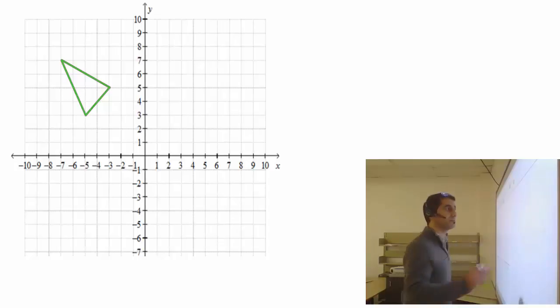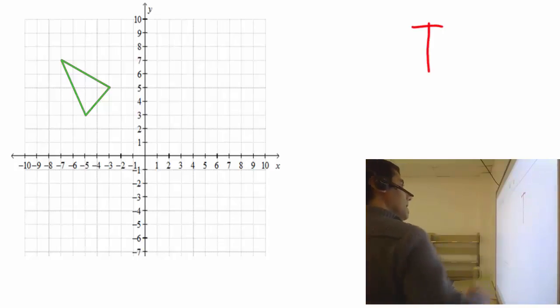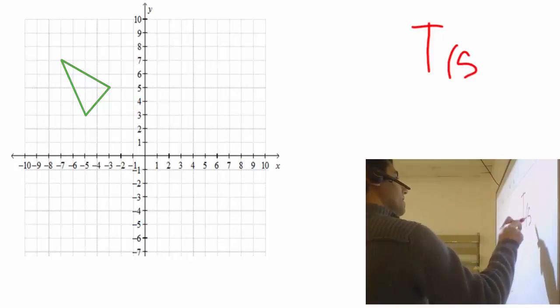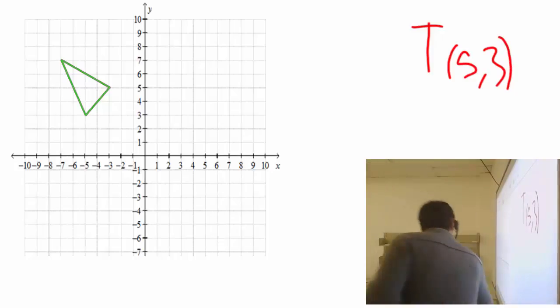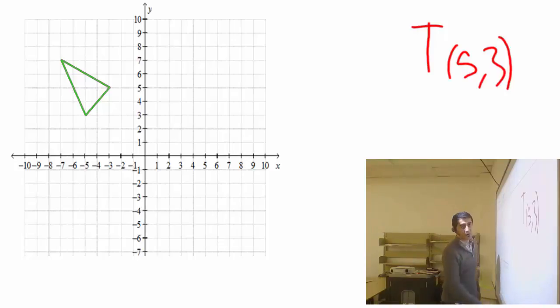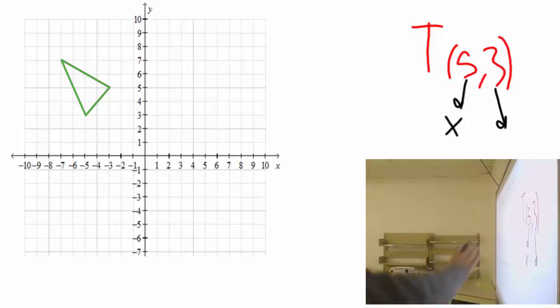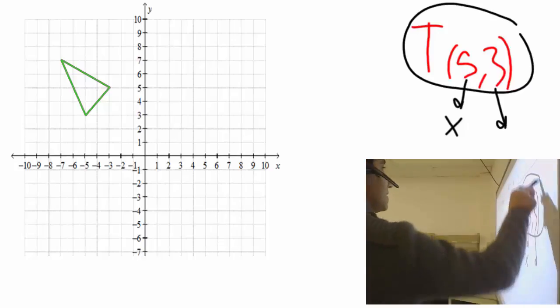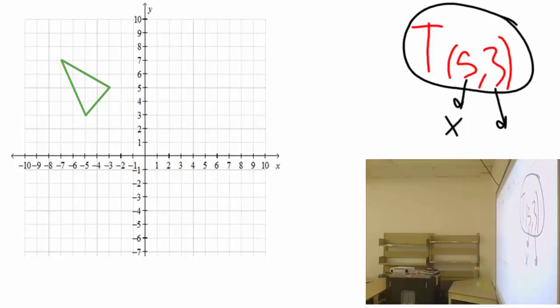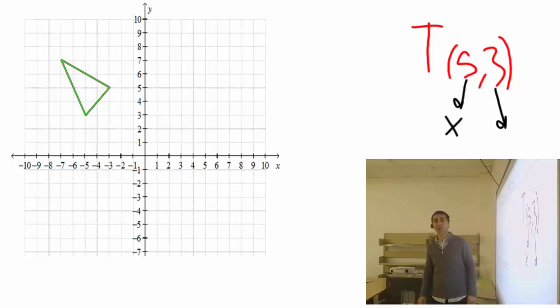Let's write it down. Translate T(5, 3). What does 5, 3 mean? The first number, 5, means how much change you will see on the X line. And the second number, you know that means Y, but in this case, because it has the letter T in front of it, that means translation. The number Y, 3, means how much change you will see in the Y axis.